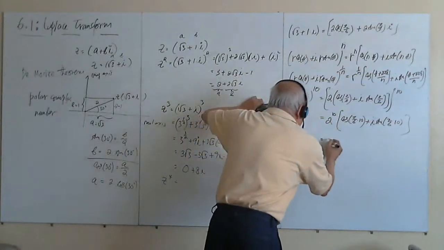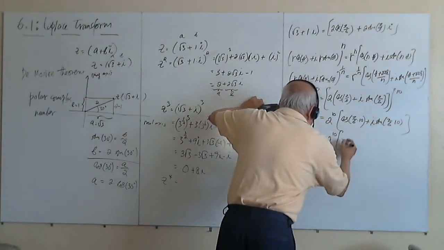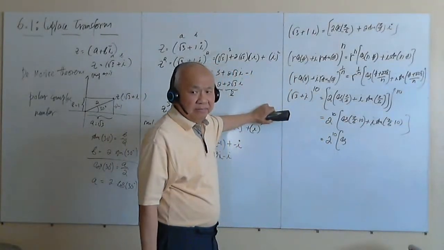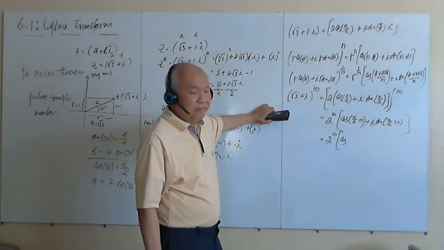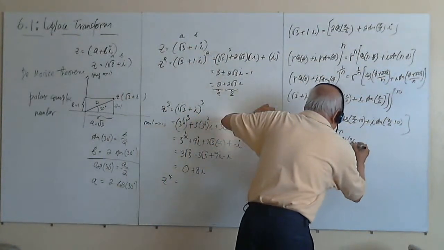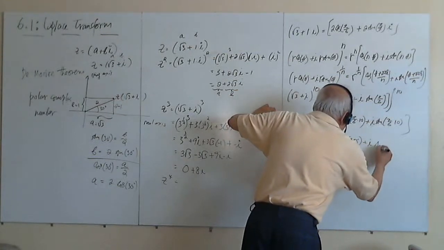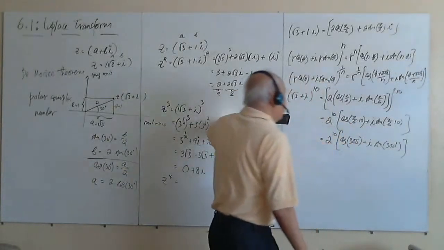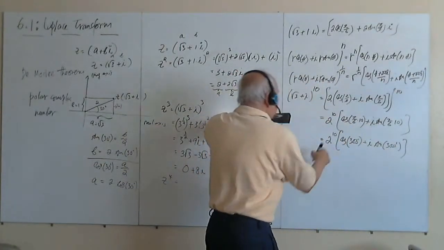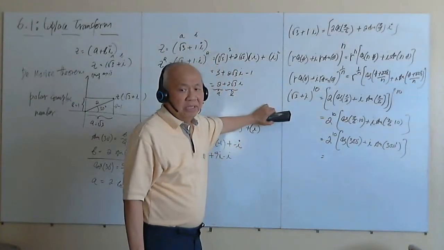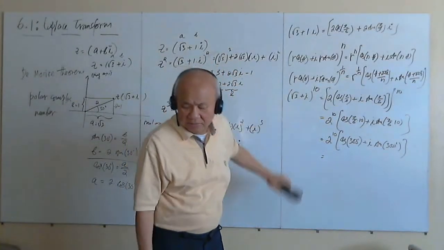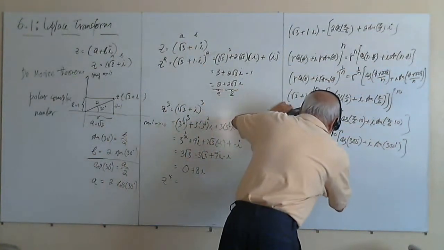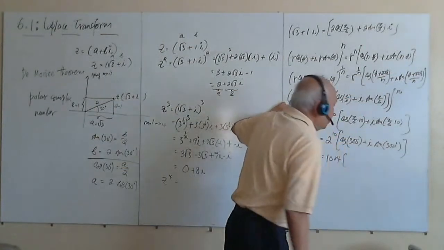Well, 2 raised to the power 10 times cosine. Remember, this one is 30 degrees, am I correct? What is 30 times 10? 300, am I correct? Yes or no? It's very simple. It's going to be equal to 300 degrees plus i sine 300 degrees. Now, 2 raised to the power 10 is very simple. You can just use your calculator. I think according to my notes, it's 1024. Yes, 1024.